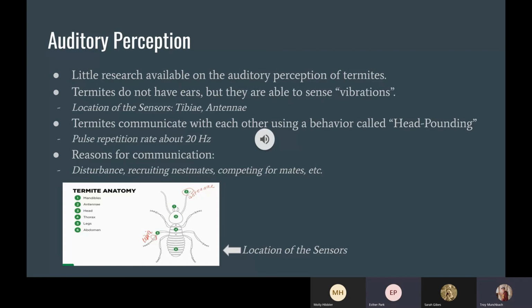Just like many other insects, termites do not have physical ears. However, they are able to detect vibrations through sensors in the base of their antennae and the tibia of their legs. When these vibrations are detected due to disturbance or occurrences such as recruiting nestmates, termites exhibit a behavior known as head pounding. Head pounding is the act of drumming the heads against the substrate and creating a pulse vibration. These drumming signals are trains of pulses of substrate vibrations with a pulse repetition rate of about 20 Hz. The signals transmitted travel only a short distance, but enough that the whole termite community is aware.